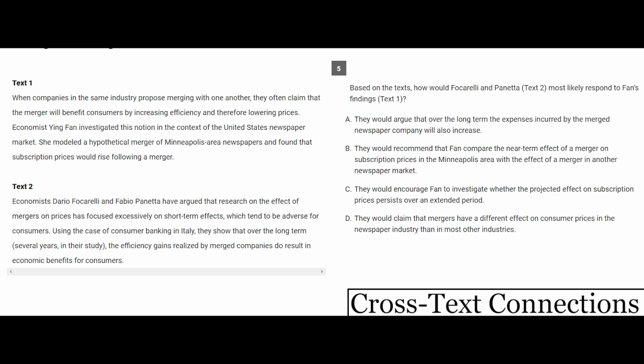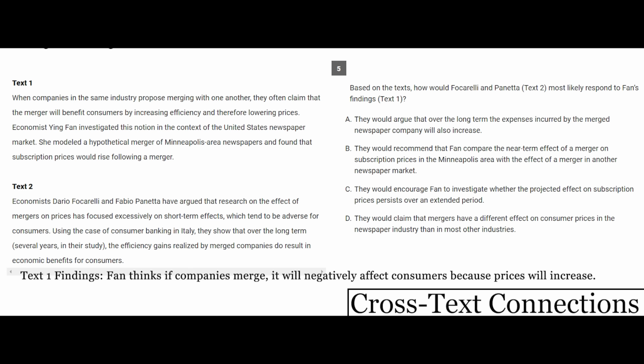This next question type involves two texts and asks you to compare the point of views between them. In this example, it's asking what people from text 2 would respond to the findings in text 1. The first objective is to figure out what the findings are. Since we only have to know enough information to answer this one question, everything in text 1 that isn't the findings is irrelevant. The findings can be simplified down to, Fan thinks if companies merge, it will negatively affect consumers because prices will increase.